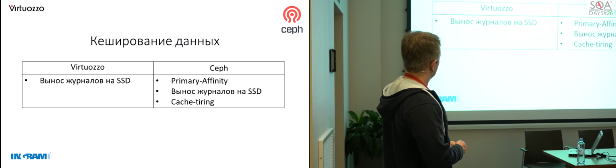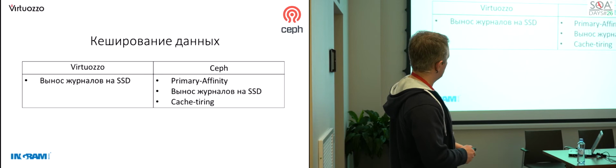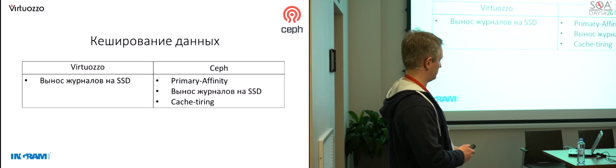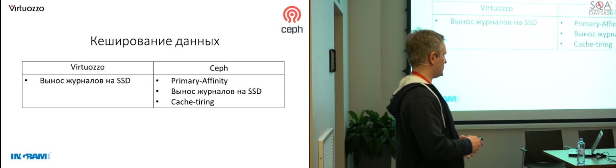In Virtuozzo, logs are placed to SSD and then distributed among chunk servers. Ceph includes it too. It also has cache tiering, as I said, and there is primary affinity, which is not a very recommended thing. Distribution between master and slave.